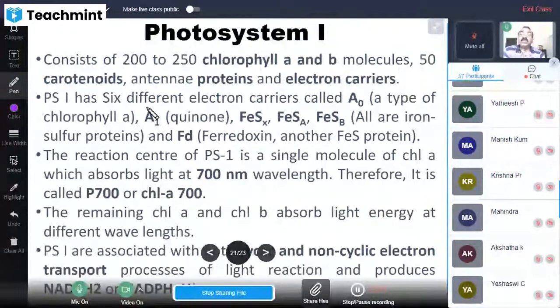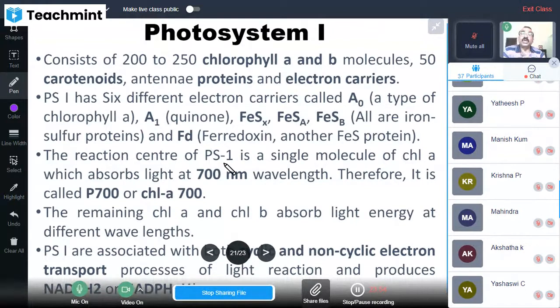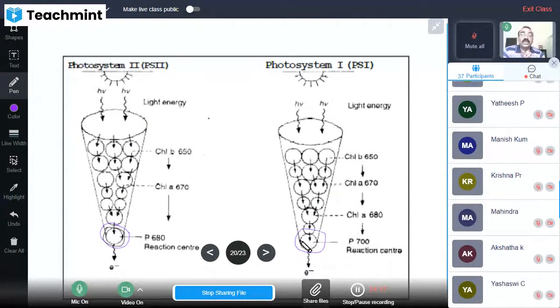Make yourself very familiar with all these names because all these names are essential while we take up light reaction stages. Okay. The reaction center of photosystem 1. What is the reaction center? That is a chlorophyll A molecule of photosystem 1. In the center is a single molecule of chlorophyll A which absorbs light at 700 nanometer wavelength. Now, therefore, it is called P700 or chlorophyll A700. This we have seen in the diagram already. So this is what I was referring to. Photosystem 1 has got a chlorophyll A molecule in the center which acts as a reaction center, and this absorbs light at 700 nanometers. Okay.